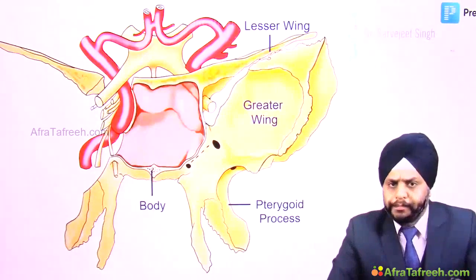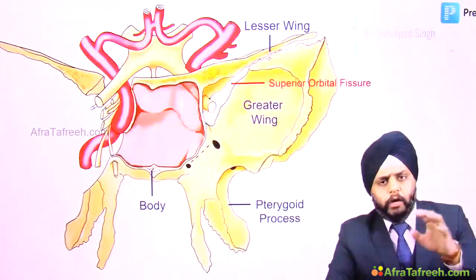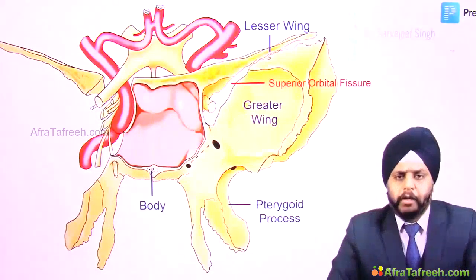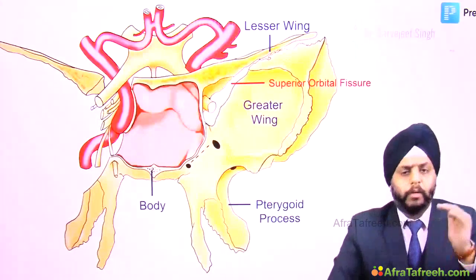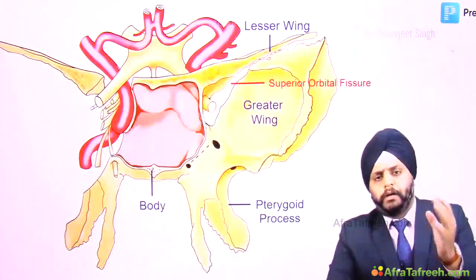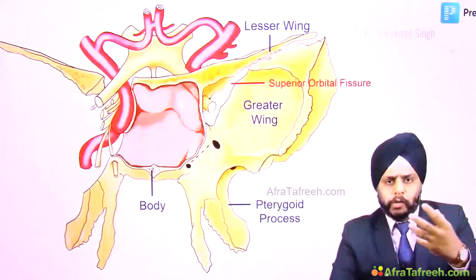in this diagram, right? Now between the greater wing of the sphenoid and the lesser wing of the sphenoid, we have the superior orbital fissure. Remember, very important fissure, superior orbital fissure. Now this superior orbital fissure has important structures which pass through it.